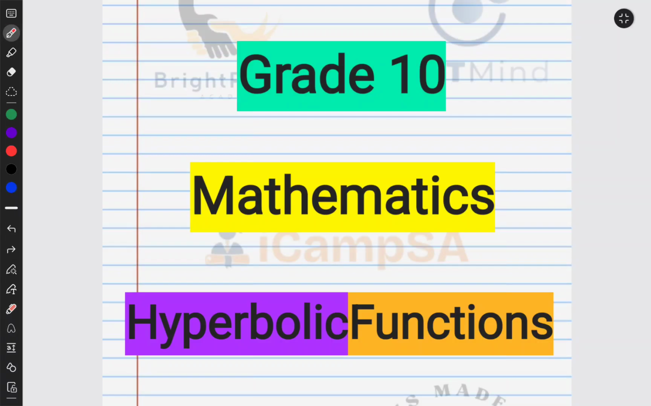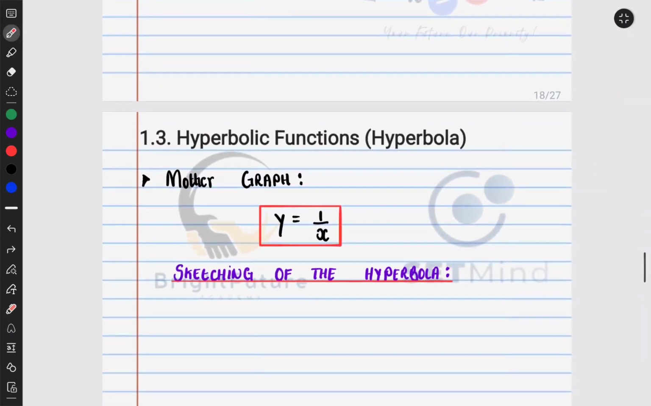Here we are focused on graphing the functions, showing the sketches of the functions, and also working with the equation of these different functions. We've already dealt with linear functions and parabolic functions, and here we are dealing with hyperbolic functions. Without wasting any time, let's get into hyperbolic functions.